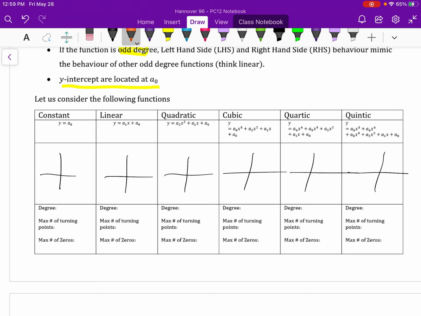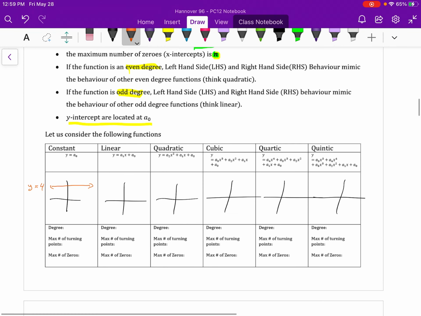Now, what does a constant function look like? A constant function might look like this. So for instance, this might be y is equal to 4. Now this is just a sketch. On the other hand, this might be y is equal to -2.